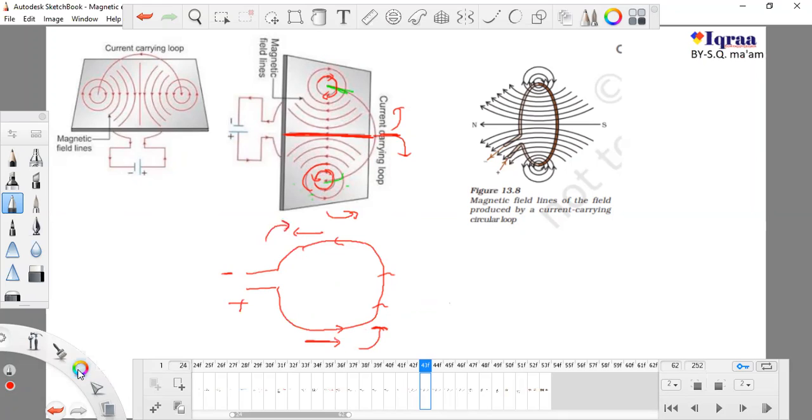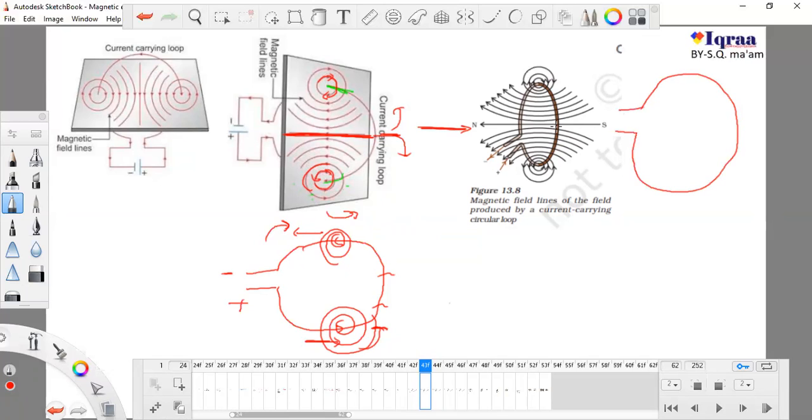Okay, now this is the magnetic field lines. Okay, now can I consider this tilted part as this circular loop? This is also a circular loop, this is a circular loop. Okay, this is a circular loop.